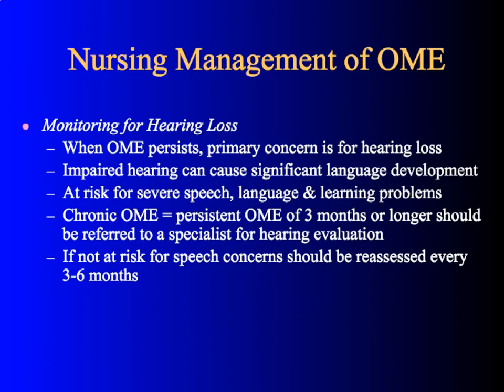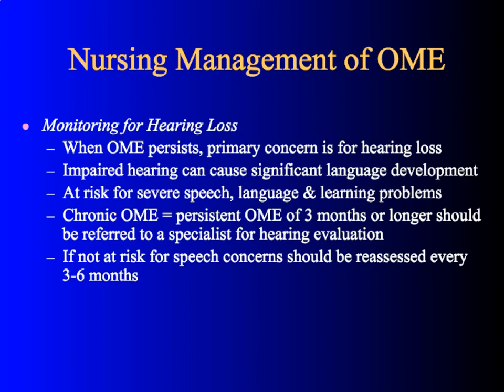We want to monitor for hearing loss. When OME persists, the primary concern is for hearing loss. Impaired hearing can cause significant language delay in developing, and they are at risk for severe speech, language, and learning problems. Chronic OME is the same as persistent OME of 3 months or longer and should be referred to a specialist for hearing evaluation. If they are not at risk for speech concerns, they should be reassessed every 3 to 6 months.